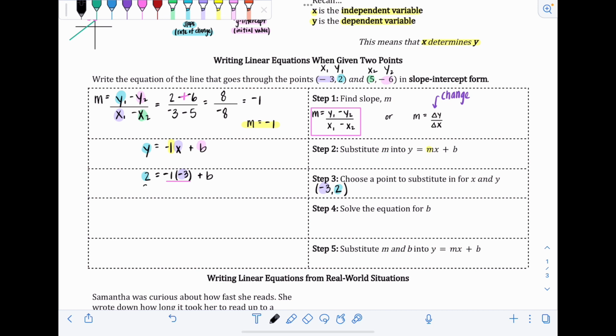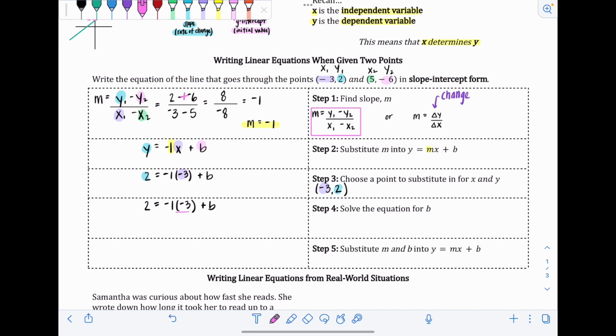So it would be, oops, I'm actually getting ahead. I'm going into step 4, so I'm going to stop for a second and read through step 4 at least. So moving down to step 4, it says solve the equation for b. So step 3 was just to put in x and y from one of our points. Step 4 is to solve for b. So that means to essentially get it by itself in the equation. So what I'm going to do is copy down my equation from step 3 down here. So 2 equals -1 times -3 plus b.